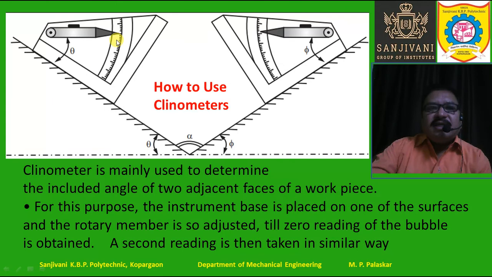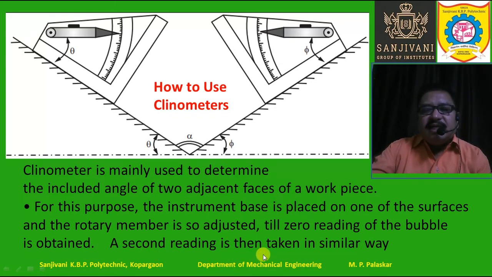Of course on this scale there will be some reading theta, but the reading of the spirit level will be 0, the bubble will be at the center. In order to have the 0 reading of the spirit level, this particular rotary member is rotated and adjusted in that manner. So the instrument base is placed on one of the surfaces and the rotary member is adjusted till the 0 reading of the bubble is obtained.